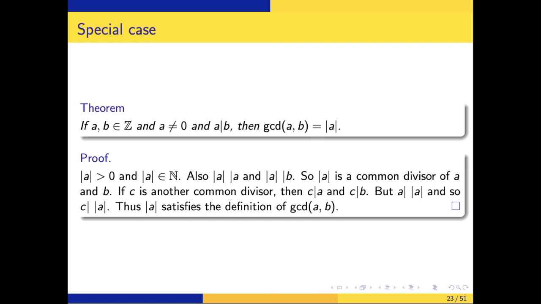So mod a satisfies the definition of the GCD of a and b, and so mod a is the GCD of a and b.